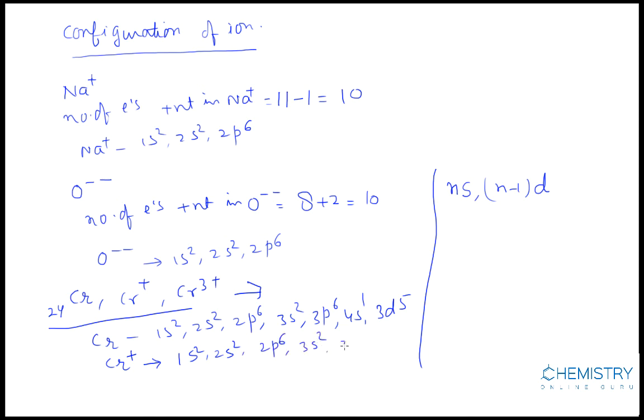In the case of Cr+, the configuration is 1s2, 2s2, 2p6, 3s2, 3p6, 4s0, because first of all electrons are removed from ns, the outermost shell. In the case of Cr3+, 4s0, then 3d3.